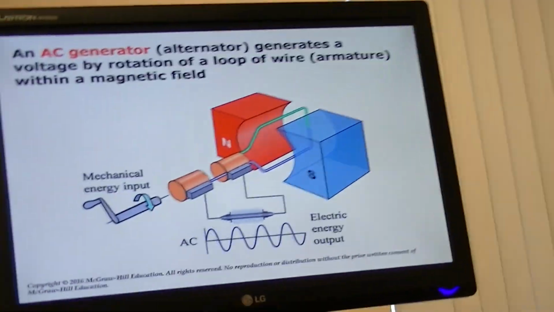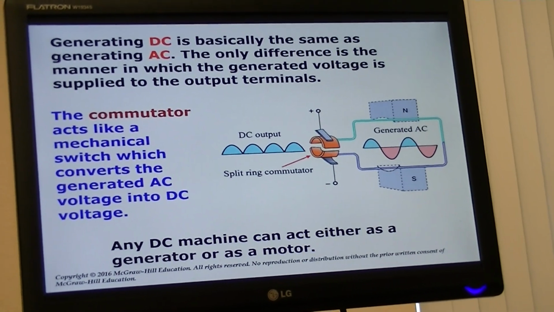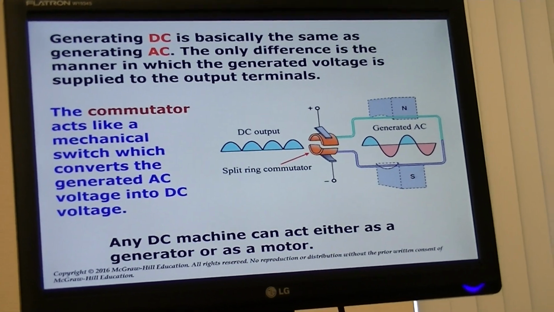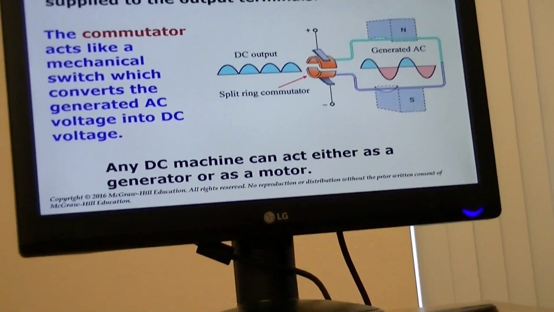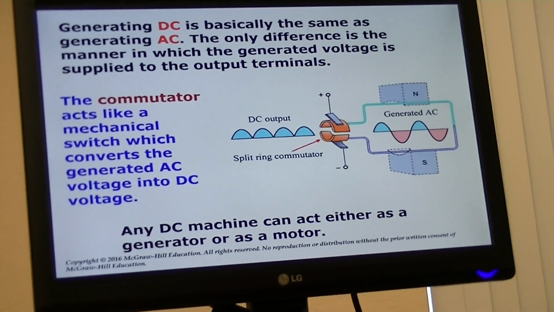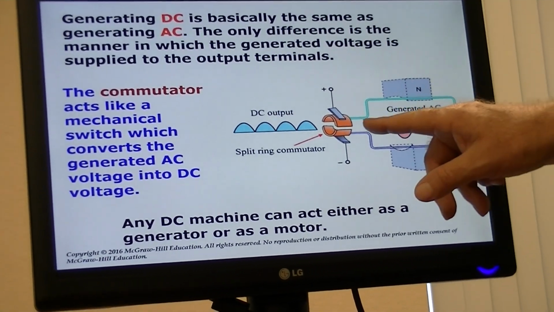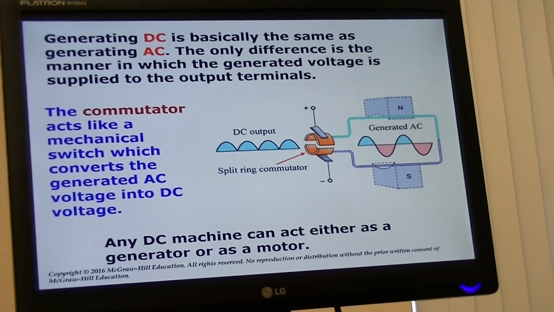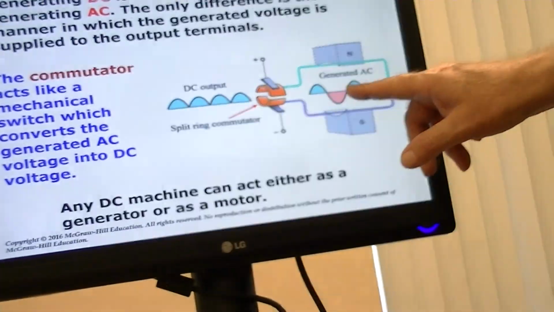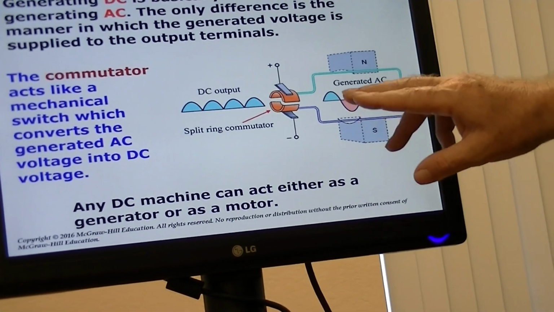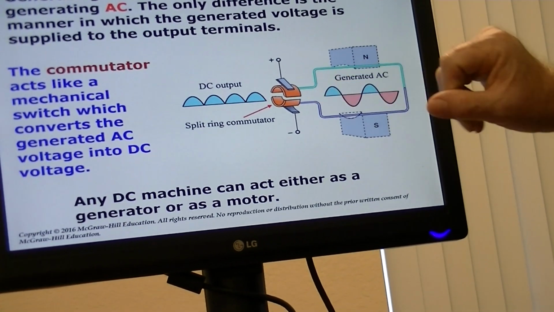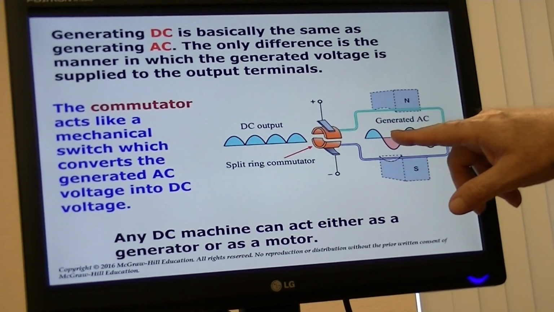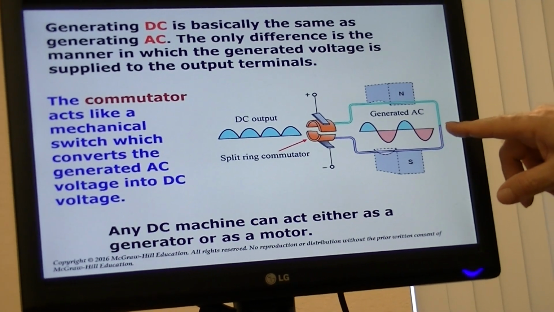All right, so if we look at a DC generator, it's basically the same as an AC one. The only difference is we use a device known as a commutator, which is a split ring. Essentially it's set up so that as it's passing through the zero points on the curve, it's changing to a different segment on the commutator. And you notice as it goes through, it's changing.